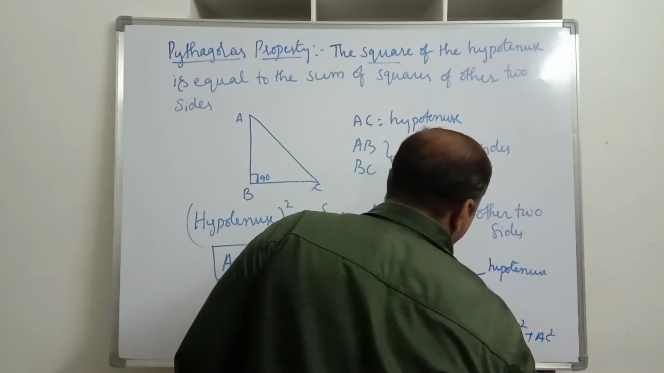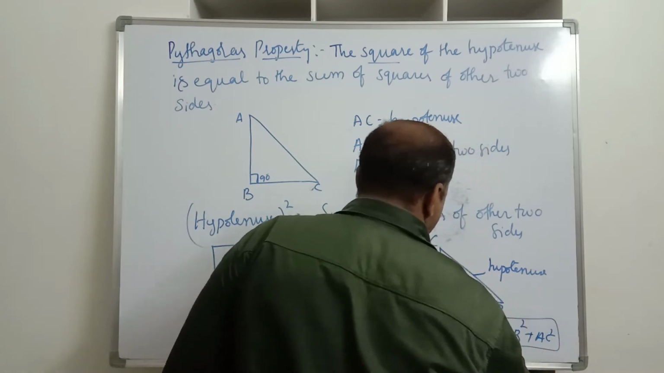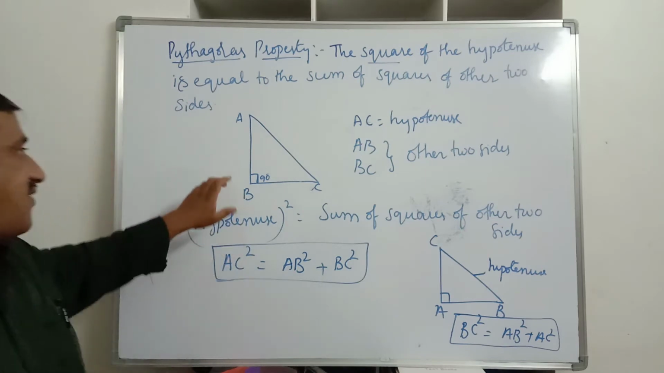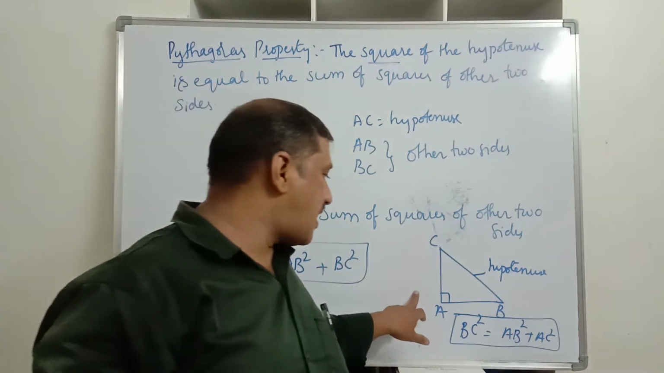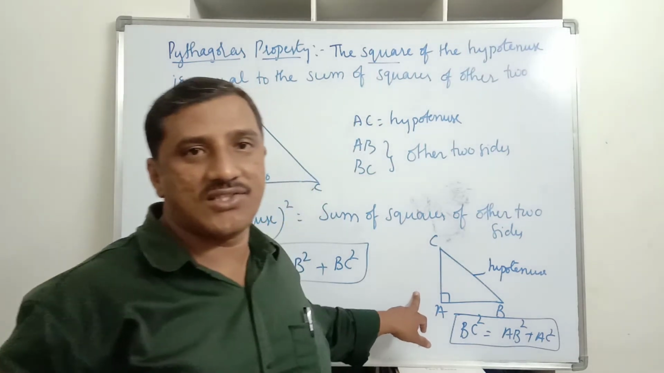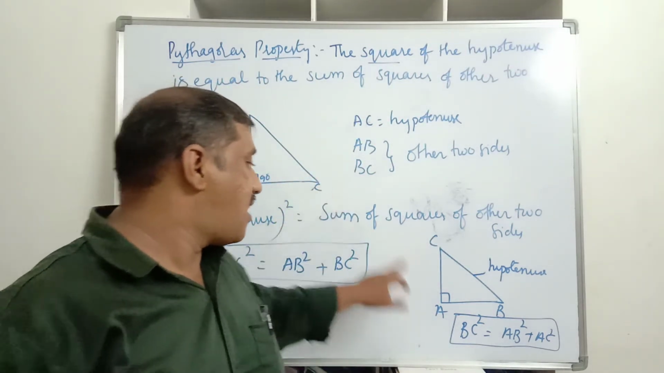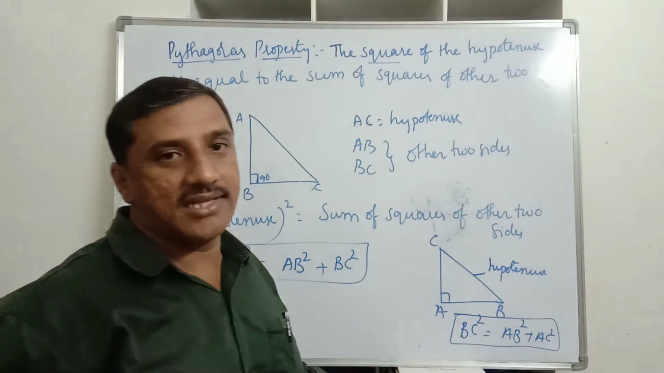If you see both the triangles, the right angle is there at different positions. In the first triangle, the right angle is at vertex B, and in the second triangle, which is also triangle ABC, we have the right angle at A. That is the difference.